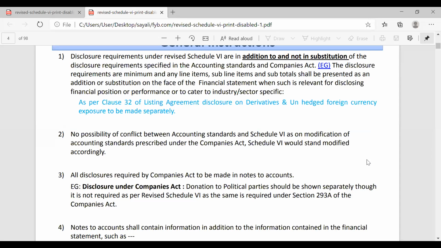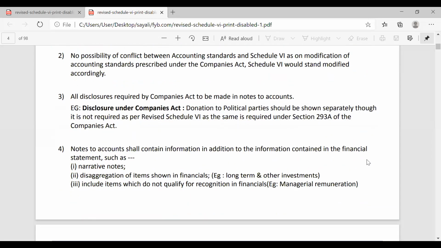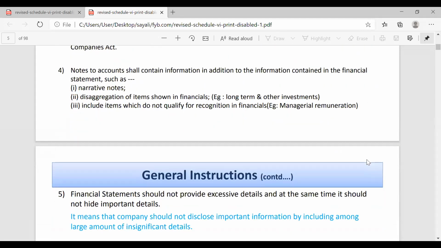Donation to political parties should be shown separately. It is not required as per Schedule 6, as the same is required under Section 293A of the Companies Act. Then notes to account shall contain information in addition to the information contained in financial statements, such as narrative notes, disaggregation of the items shown in financials, for example long term and other investments, etc. It includes items that do not qualify for recognition in financials. For example, managerial remuneration is an example which does not qualify for recognition in financials.